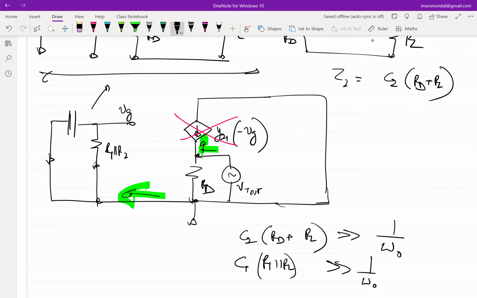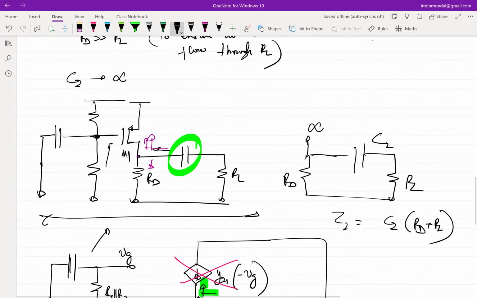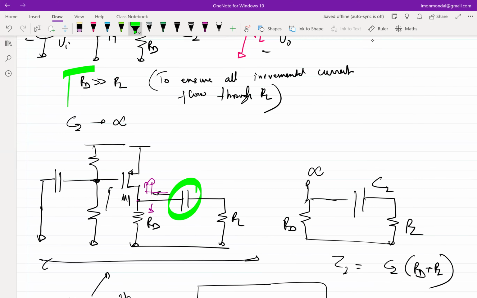Now let's see some of the problems that you might face. One problem is in satisfying this constraint. Let's say the requirement is RL equal to 1 kilo ohm. So RD should be much greater than RL. Let's say you pick 10 kilo. Now, what is much greater than is a question. That depends on what type of error you can tolerate.